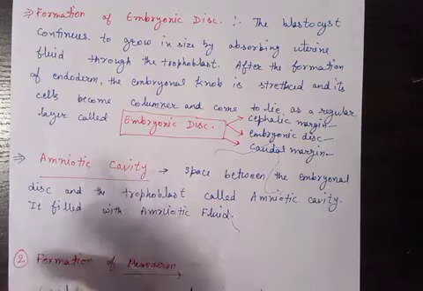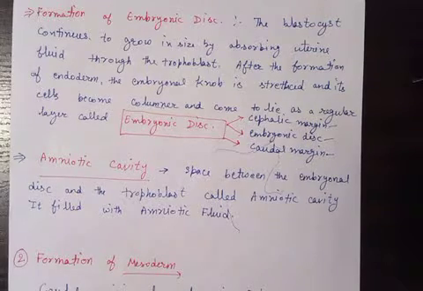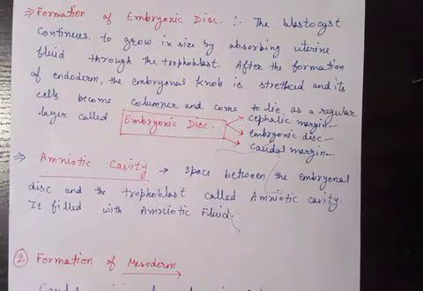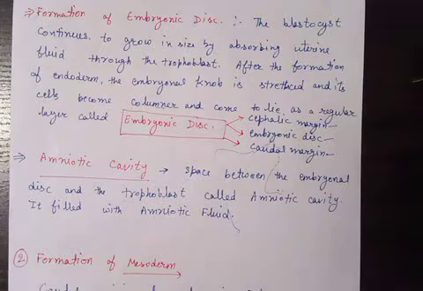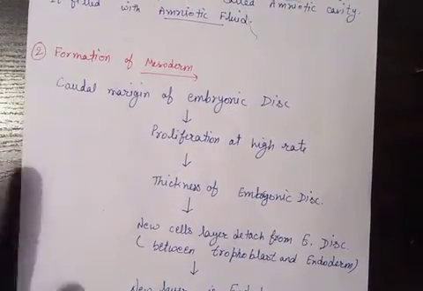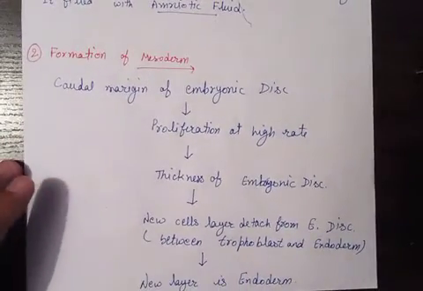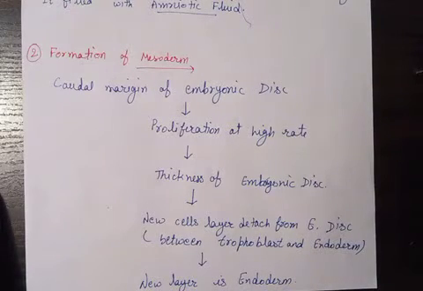Amniotic cavity: in the last diagram we saw that a cavity is formed, known as the amniotic cavity. The space between the embryonic disc and the trophoblast is called the amniotic cavity, which is filled with amniotic fluid. Now we will discuss the formation of the mesoderm. We know that the embryonic disc has three margins: cephalic margin, embryonic margin, and the caudal margin.